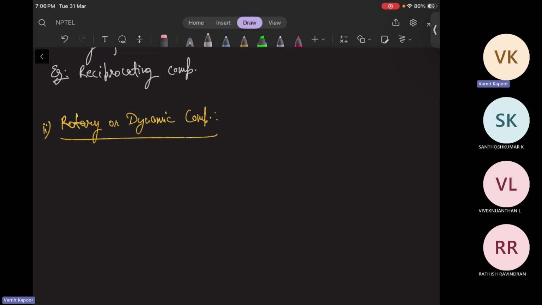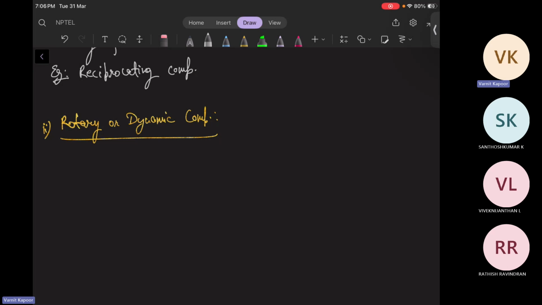What happens here? In this, the kinetic energy is imparted to the gas by rotating the element called the rotor. The working fluid is there, and the rotor is rotating at a very high speed, having a higher kinetic energy. It provides that kinetic energy to the working fluid as well. Okay, that is your gas.